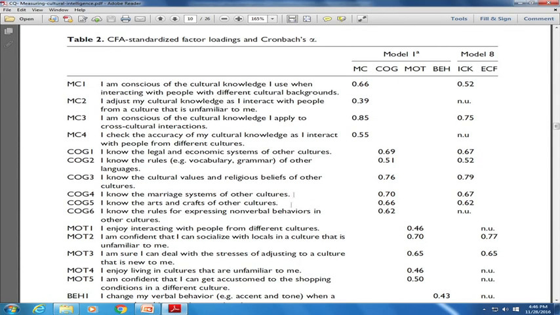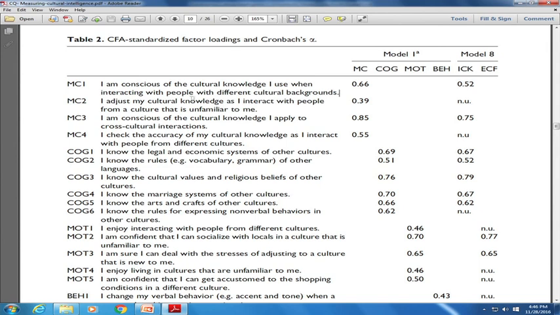So let's check out what this scale measures. I am conscious of the cultural knowledge I use when interacting with people with different cultural backgrounds. So if you are scoring it high, then you are high on your metacognitive intelligence. I adjust my cultural knowledge as I interact with people from a culture that is unfamiliar to me. I am conscious of the cultural knowledge I apply to cross-cultural interactions. I check the accuracy of my cultural knowledge as I interact with people from different countries.